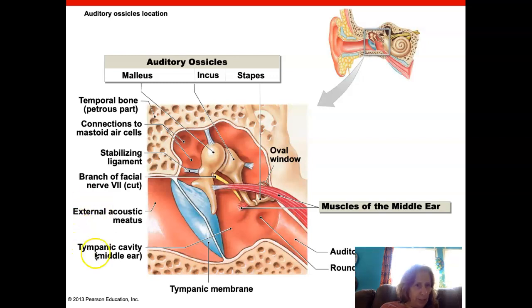So here you can see, here's the tympanic membrane, the eardrum. Attached to the tympanic membrane is the malleus, then the incus, and then the stapes, and here's a tiny muscle. There are also stabilizing ligaments in here, and this is an air-filled cavity. This is the auditory tube going to the back of the throat.